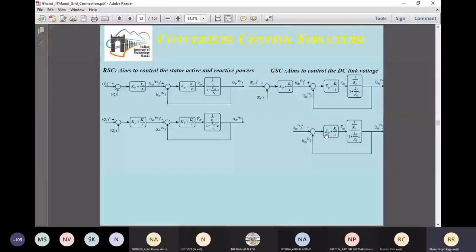But in the below figure, below control structure, you can see it is about the reactive power requirement. This reactive power requirement is coming from the grid side, that is, how much reactive power is required by the grid, and whether it is to be injected or absorbed, it is coming from the grid side or the operator side.